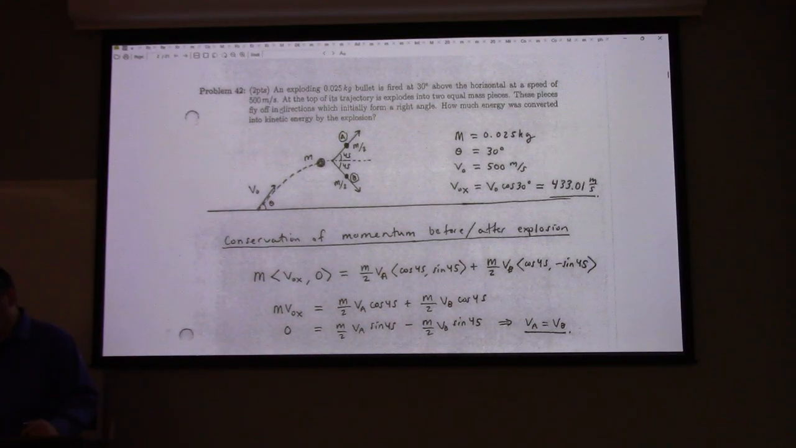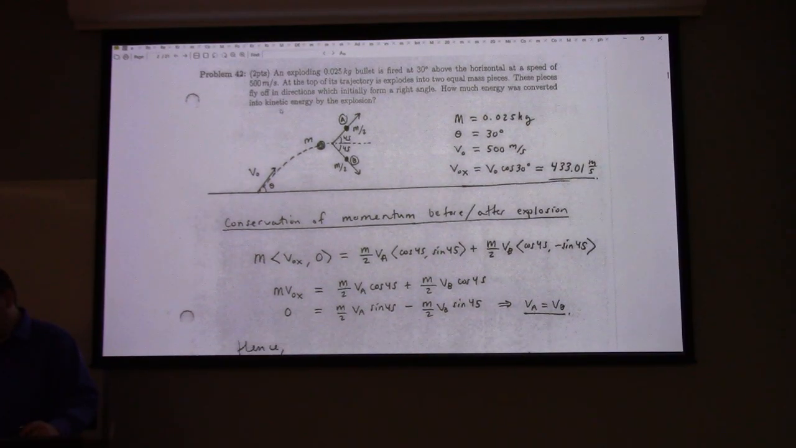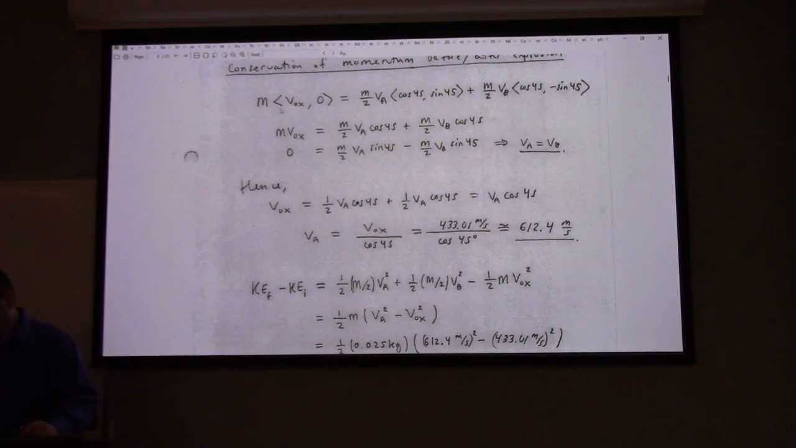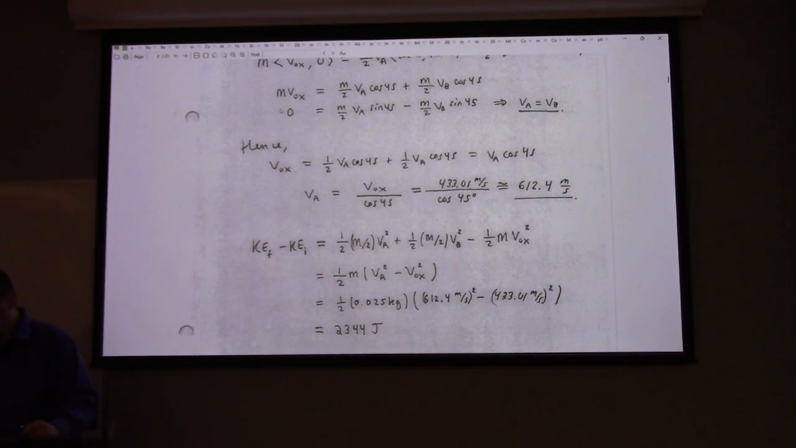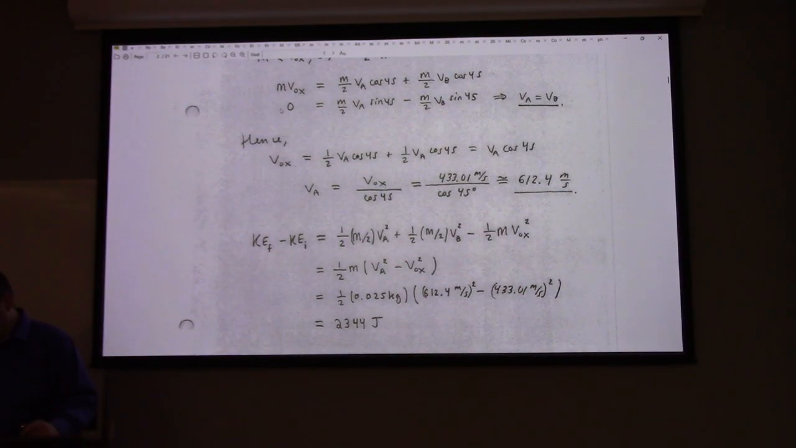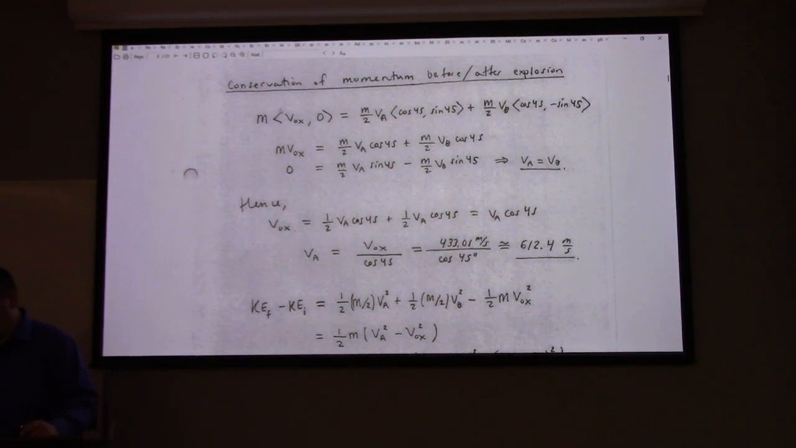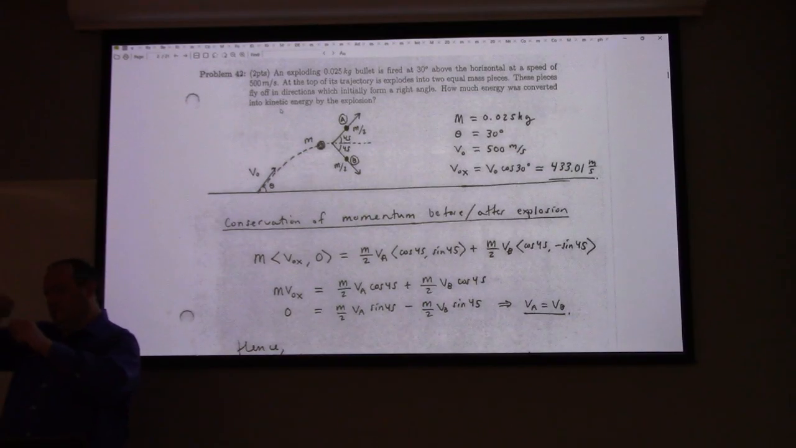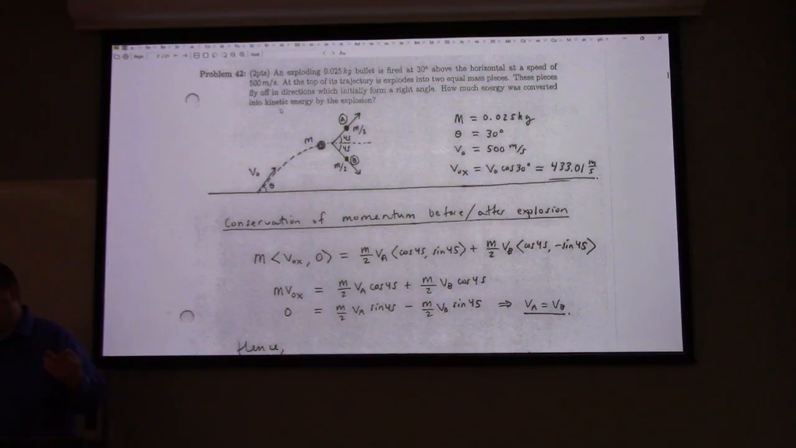The basic idea here is momentum is conserved at the explosion, and by symmetry the pieces go 45 degrees up and down. And so the velocity afterwards is 612.4 meters per second, whereas the velocity right before was 433. So it's going faster, which makes sense, because it's going up and going down. But the overspeed is kind of complicated because they have about half the mass each.